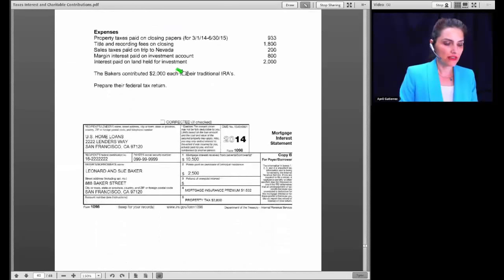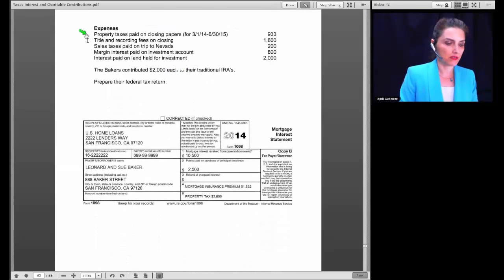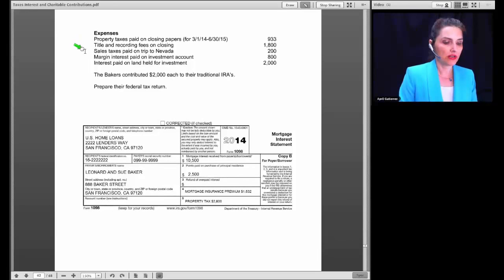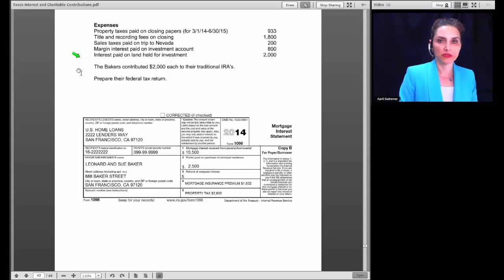In addition to that income, there were some expenses, and the expenses for the Bakers were as follows. They had property taxes that they paid on closing papers from when they purchased their house of $933. They had title and recording fees that they paid on closing of $1,800. They paid sales tax on a trip that they took to Nevada in the amount of $200. Margin interest paid on an investment account totaled $800, and interest paid on land held for investment totaled $2,000. The Bakers each contributed $2,000 to their traditional IRAs. Prepare their federal return.